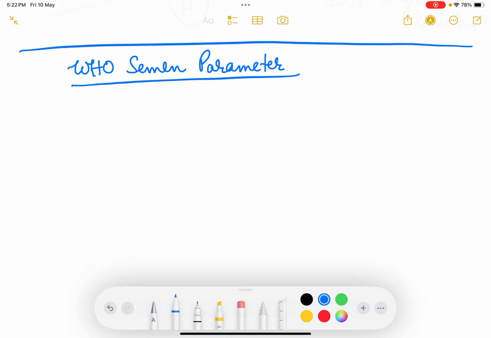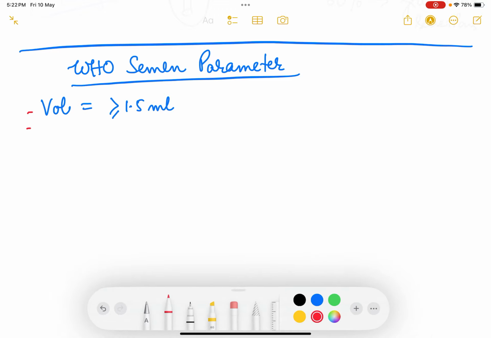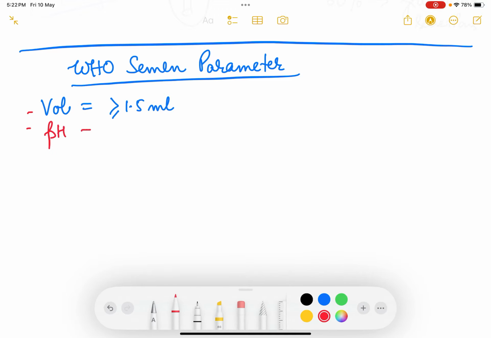Always remember these normal values. What is the volume of ejaculate? It should be more than 1.5 ml. 1.5 ml is the lowest volume of ejaculate which should be present. Then what about the pH? The pH should always be more than 7.2. It is normally between 7.2 and 7.8.